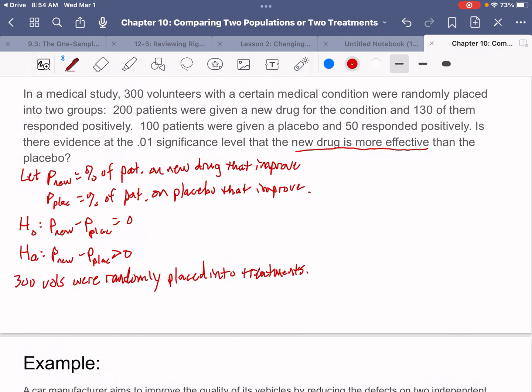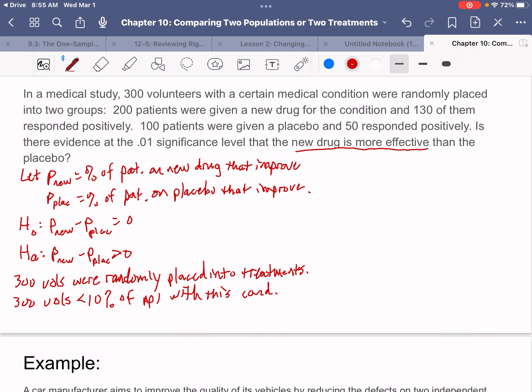Okay, next, can I say that 300 volunteers is probably less than 10% of people with this condition? So notice it doesn't feel like I'm checking the conditions for both groups on these first two sentences, but I am. I'm just saying that the 300 people that were split into two groups is less than 10% of people who have this condition.